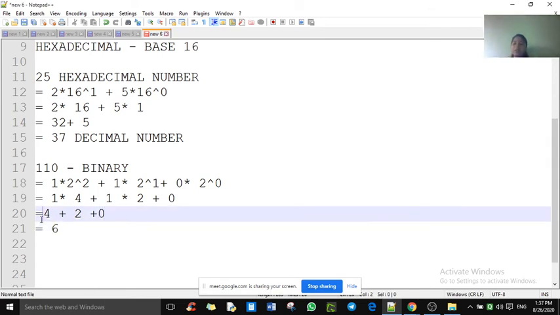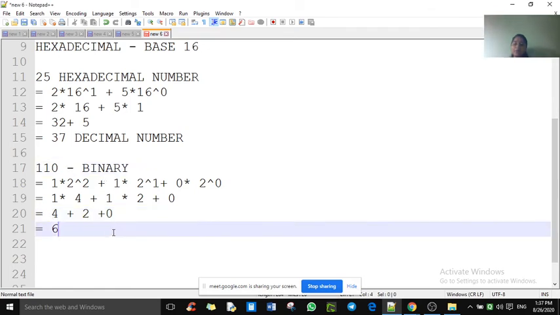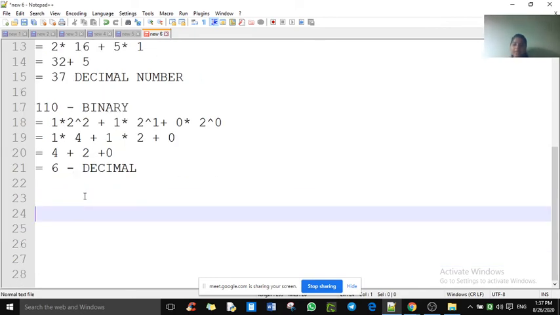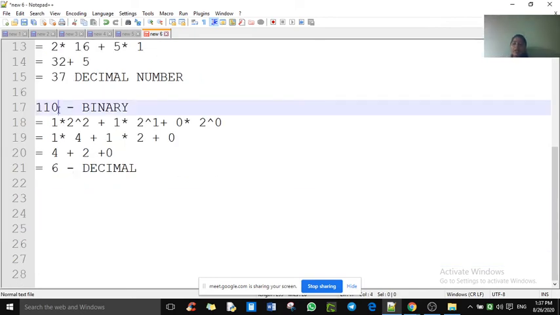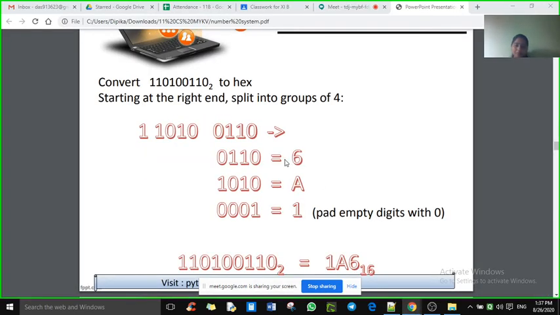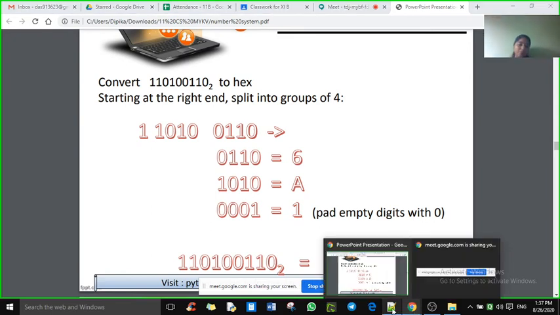This is the way to convert a binary number to which number system? Decimal. So this is how 110 is converted to 6. See, this 0110 is converted to 6. Now the next one is 1010.